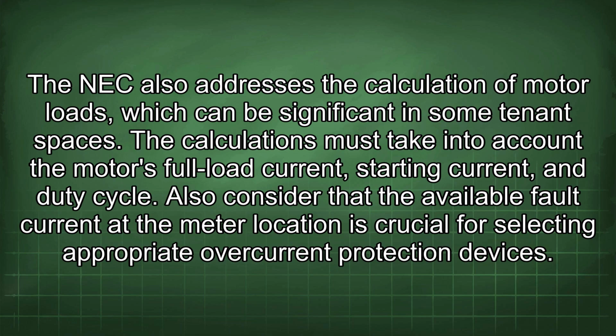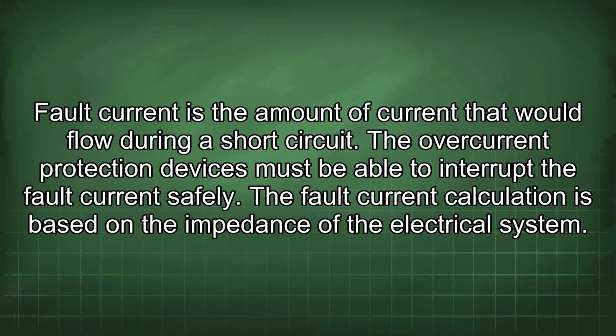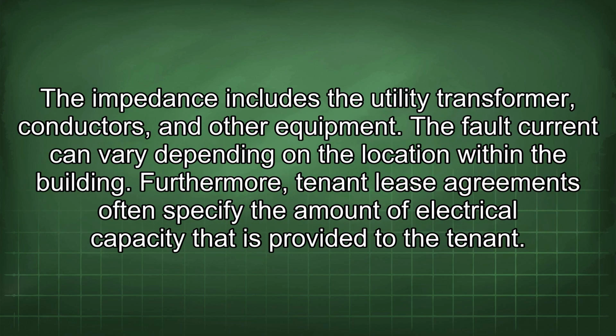Also consider that the available fault current at the meter location is crucial for selecting appropriate overcurrent protection devices. Fault current is the amount of current that would flow during a short circuit. The overcurrent protection devices must be able to interrupt the fault current safely. The fault current calculation is based on the impedance of the electrical system. The impedance includes the utility transformer, conductors, and other equipment. The fault current can vary depending on the location within the building.